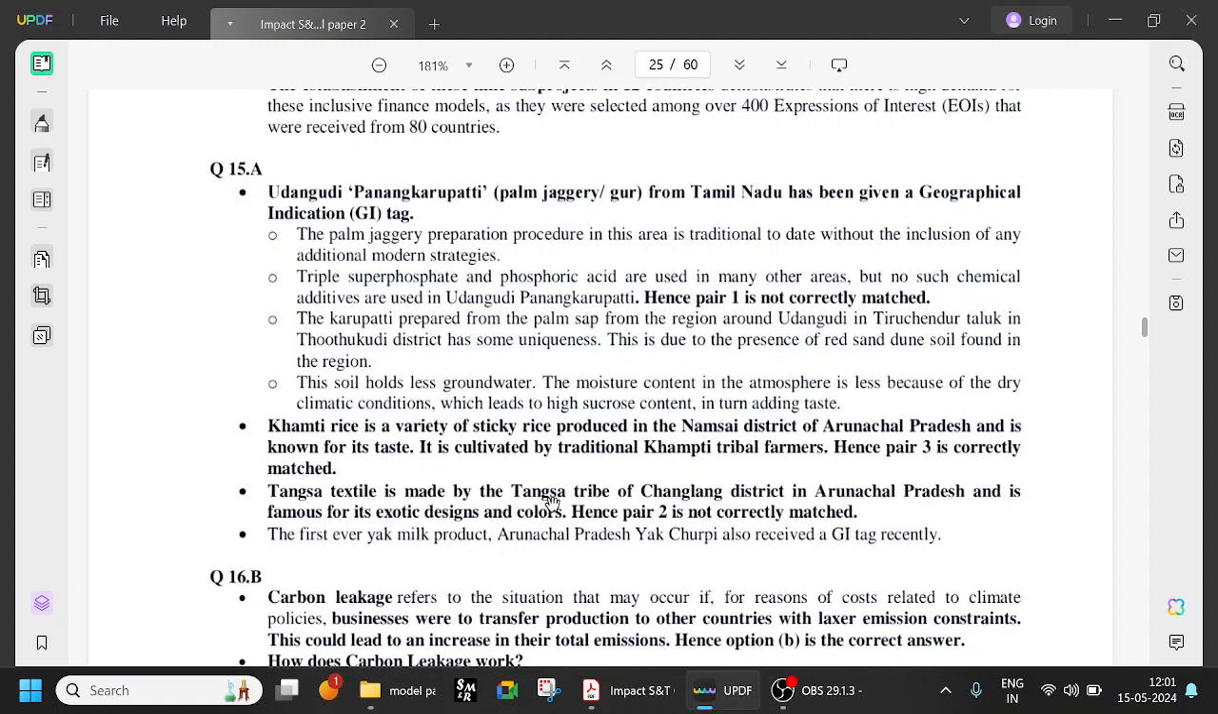Tangsa textile is made by the Tangsa tribe of Changlang district in Arunachal Pradesh and is famous for exotic designs and colors. So Tangsa textile, Tangsa tribe, easy to remember, in Changlang district of Arunachal Pradesh. Basically, we have two things from Arunachal Pradesh: Tangsa textile and Kamti rice. Udangudi Panankarpatti is from Tamil Nadu. The first ever yak milk product, Arunachal Pradesh yak churpi, also received a GI tag. So there are three things from Arunachal Pradesh: Kamti rice, Tangsa textile, and yak churpi. And Udangudi Panankarpatti is from Tamil Nadu.